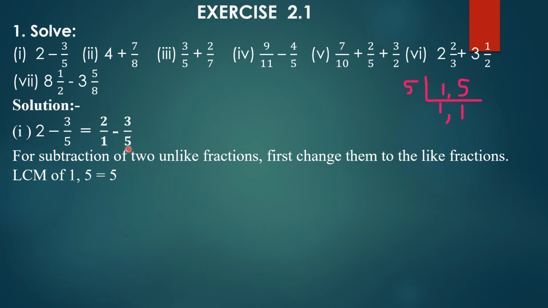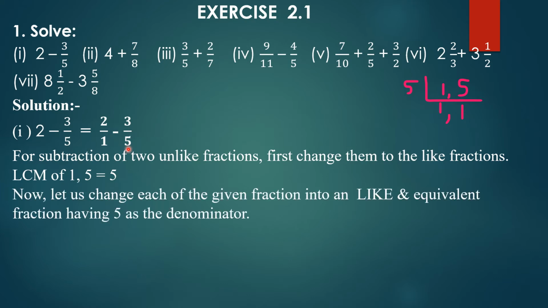So what we have to do? First we have to convert the unlike fractions into like fractions. Therefore find out the LCM for 1, 5. So what is the LCM? It is 5. Now what we have to do? Let us change each of the given fractions into like or equivalent fractions having 5 as the denominator. So that is the step we have to follow. All this we have already learned under the properties and also under the types of fractions. So now it will be very easy.